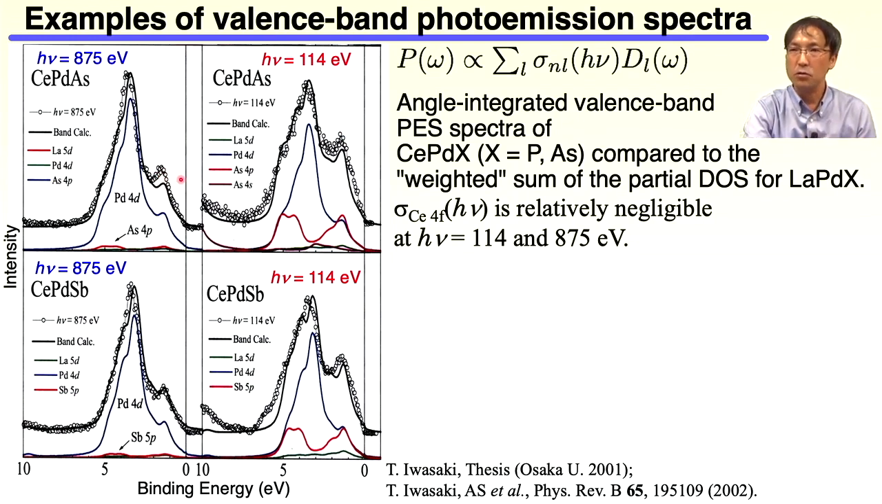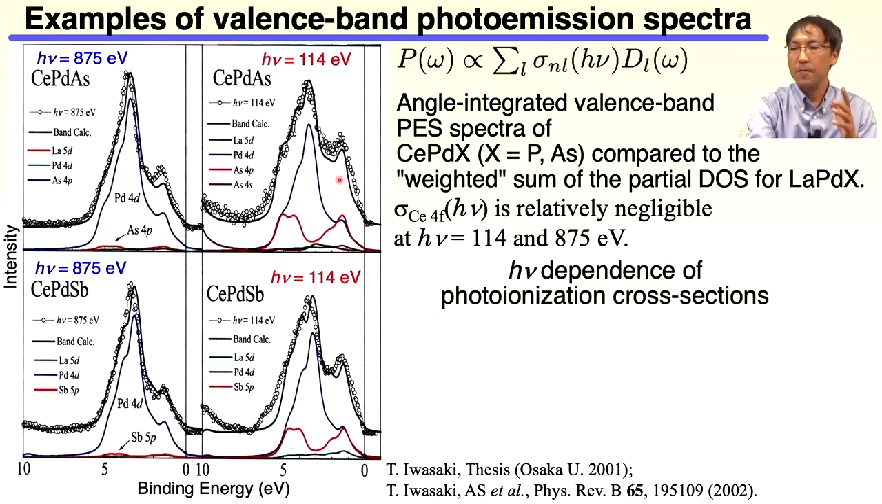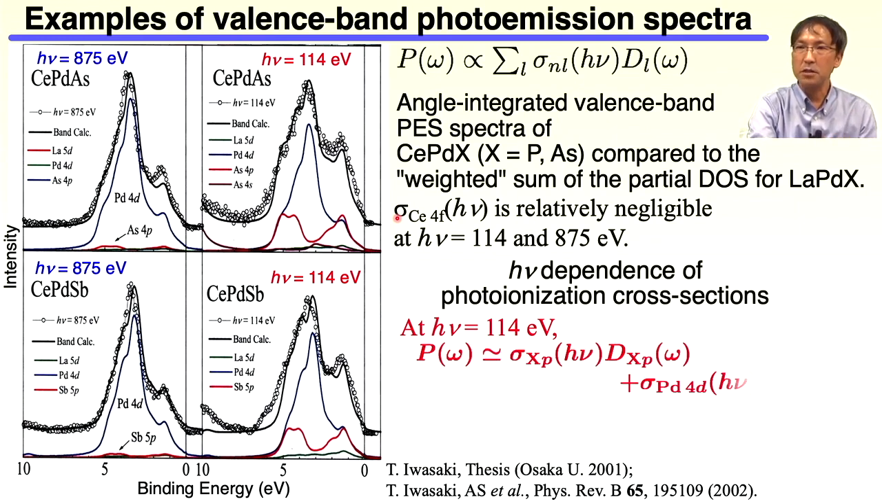According to the photon energy dependence of the photoionization cross-section, at 114 electron volts, the theoretically calculated photoemission spectrum is represented by this formula, the sum of the partial density of states weighted by the cross-sections. This is displayed by the solid black line, which quantitatively explains the experimental photoemission spectra.